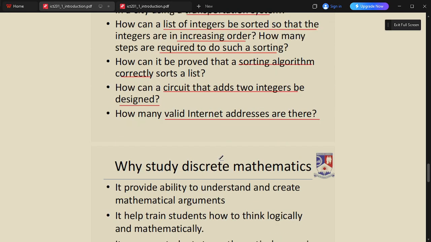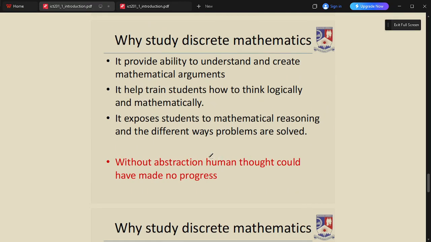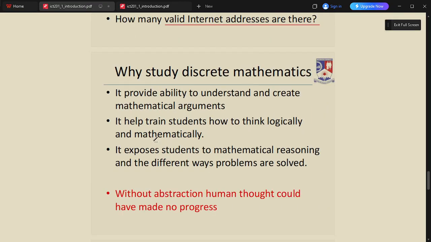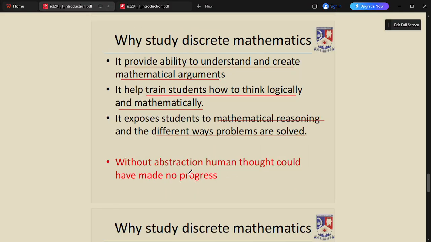We may be asking ourselves, why should we study discrete mathematics? So discrete mathematics provides the ability to understand and create mathematical arguments. It can also train students on how to think logically and mathematically, exposing them to mathematical reasoning and different ways problems can be solved.